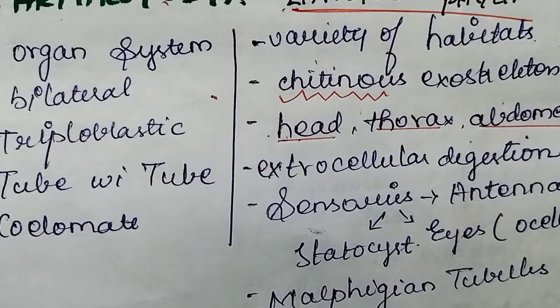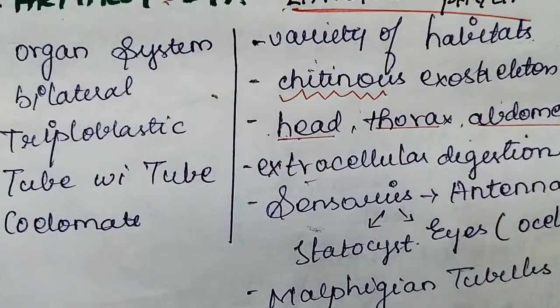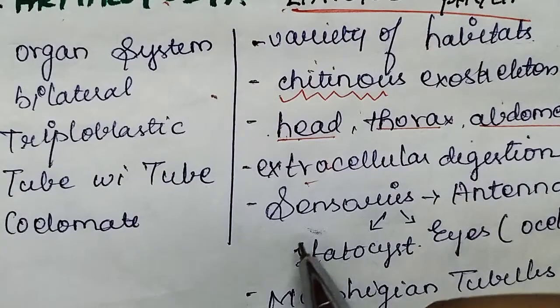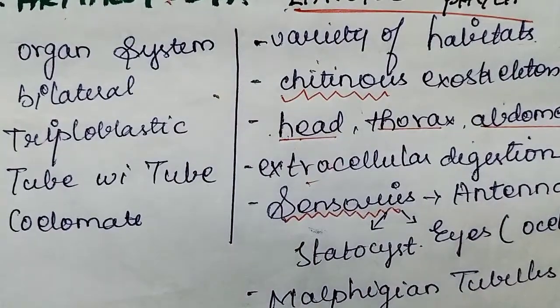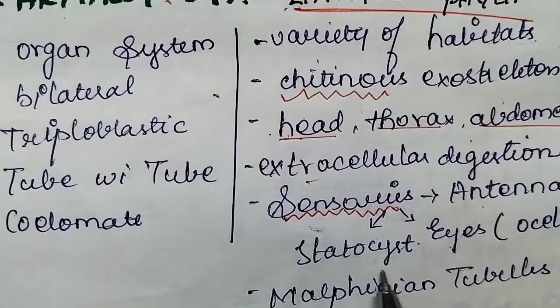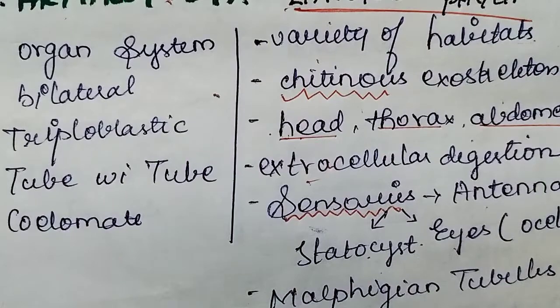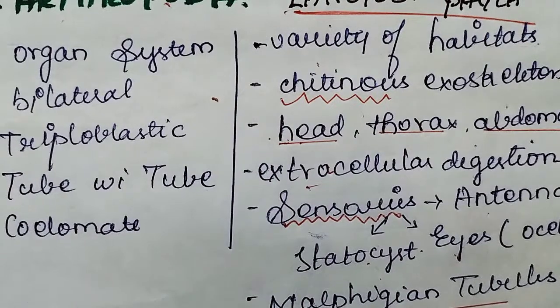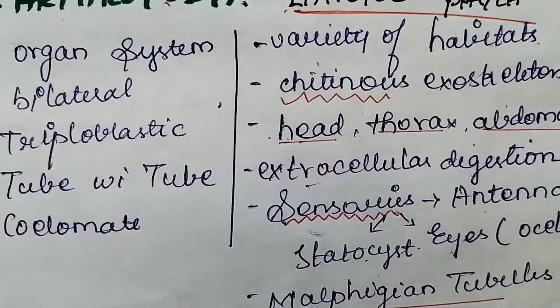And they have extracellular digestion. Outside itself they digest the food. The sensory organs of arthropods are antenna, eyes, and statocyst. Statocyst is for balancing. And the excretory system is Malpighian tubules, like flame cells in flatworms and nephridia in annelids.